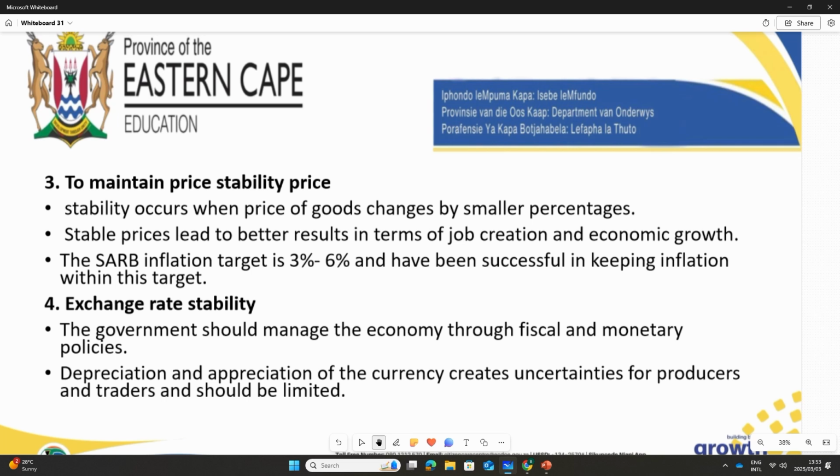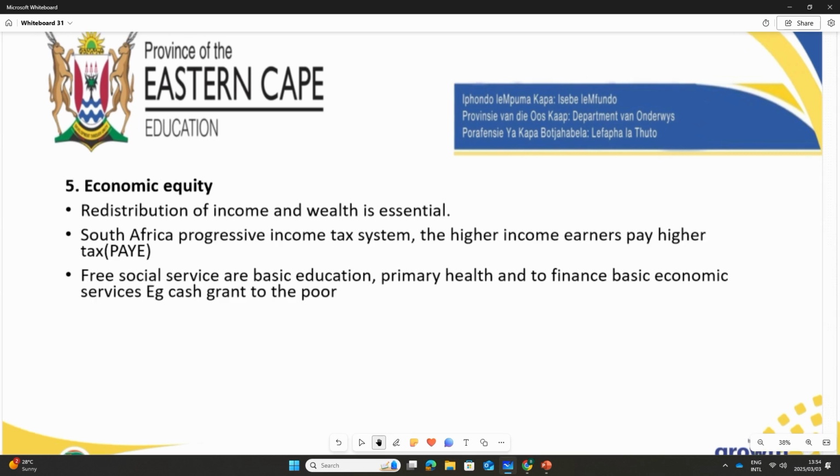It has to make sure that the currency is maintained so that education, primary health, and also economic services can be financed, e.g., giving cash grants to those who are poor. So by doing that, government is trying to close the gap between those who are poor and those who are rich, and that is why we are saying it is equality.